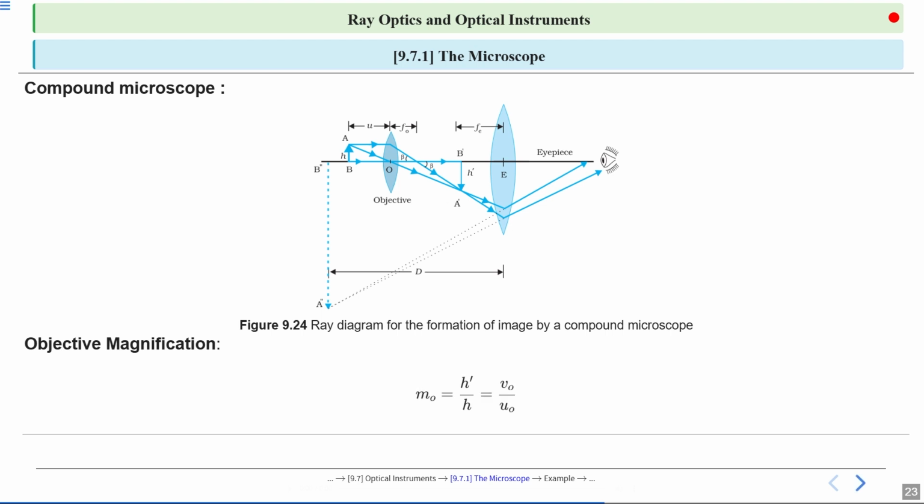Here's the formula for objective magnification. M naught equals H dash upon H equals V naught upon U naught. In this equation, H dash is the height of the image, H is the height of the object, V naught is the image distance, and U naught is the object distance for the objective lens. Each of these variables plays a crucial role in determining how much the object is magnified.